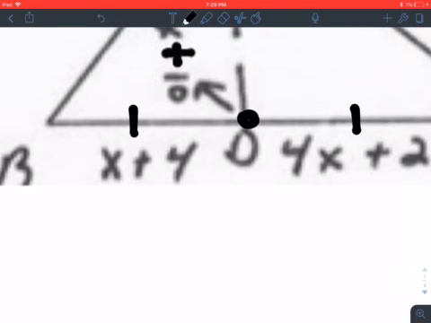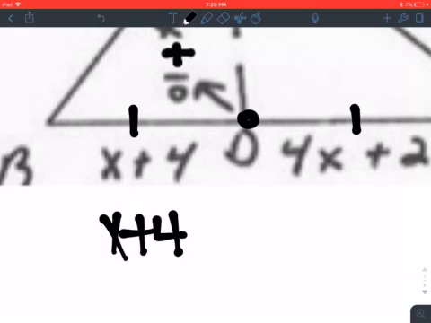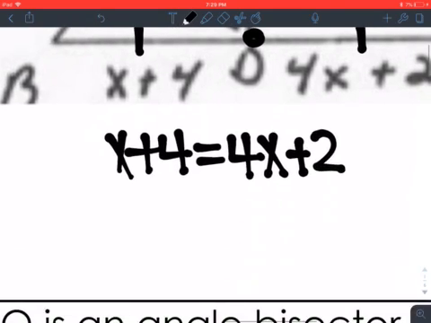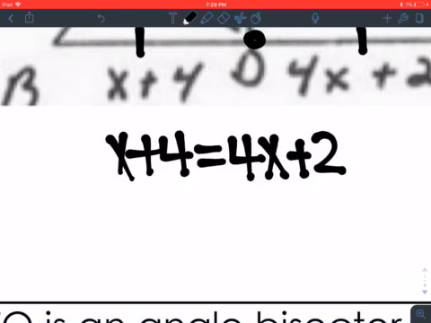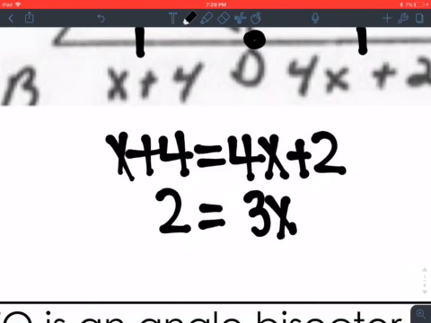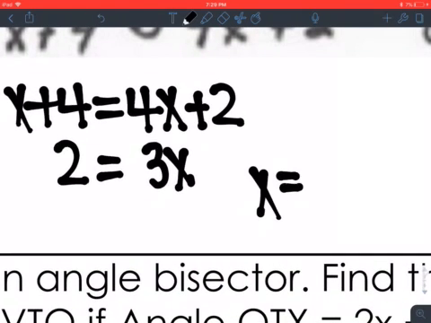To solve this one, I'm going to have x plus 4 is equal to 4x plus 2. Right away, whenever you're solving this, realize it's going to be a fraction. So I'm going to subtract the x over, so I get 3x. I'm going to subtract the 2 over, is equal to 2, which means that x is equal to 2/3.